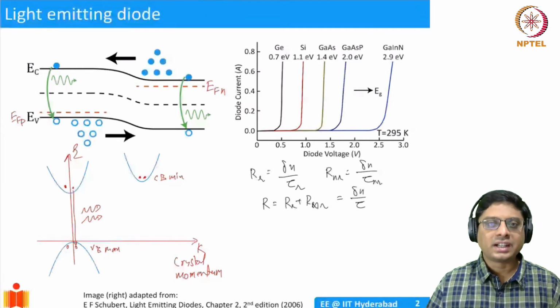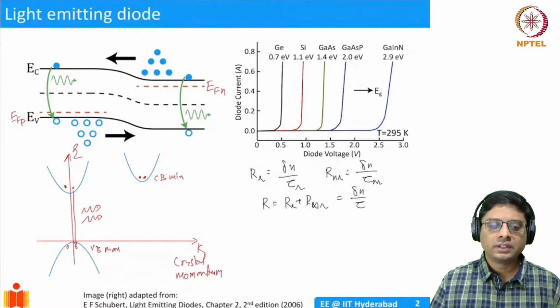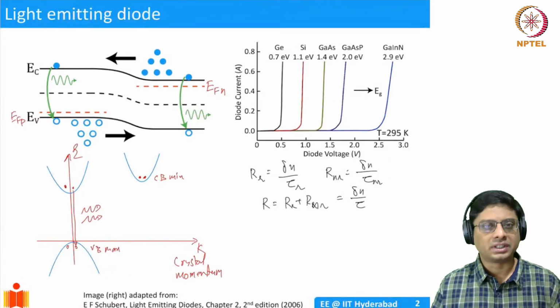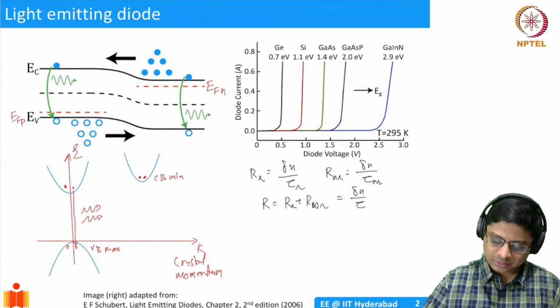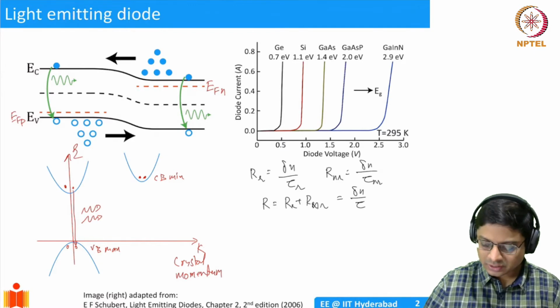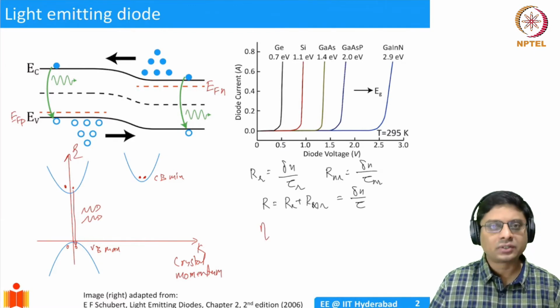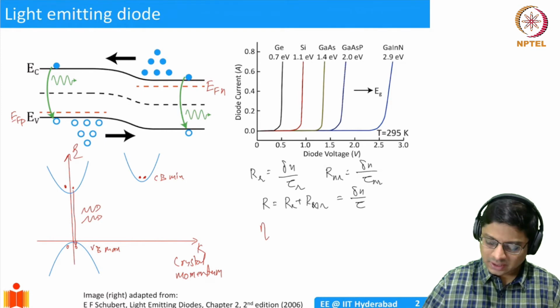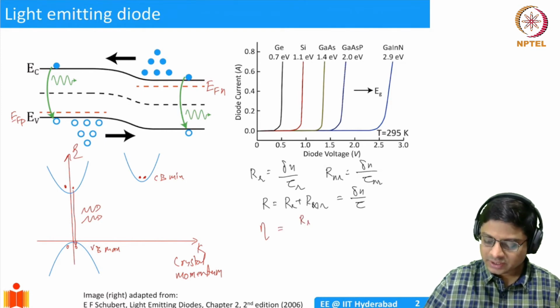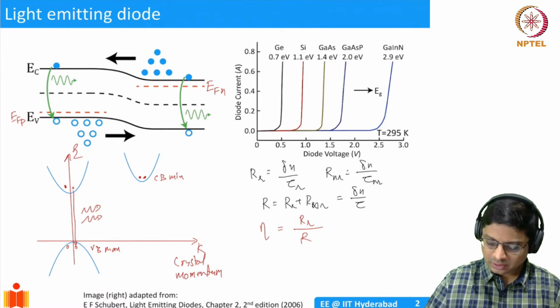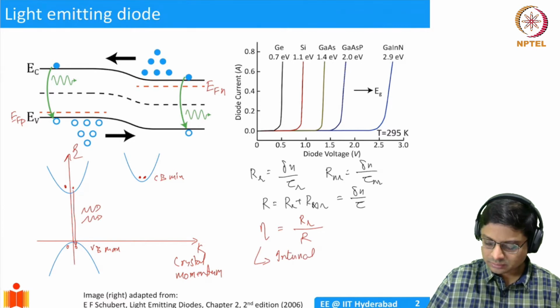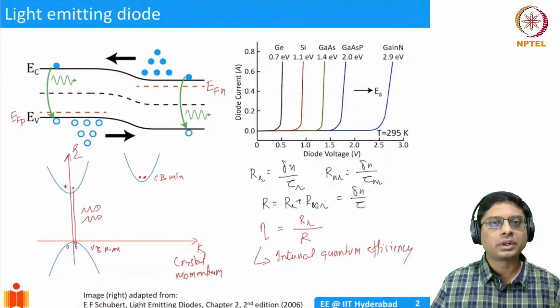in a light emitting device, for example, an LED, we would like the radiative process to be dominant. We don't like the non-radiative process. So the way we quantify that is by a term which is known as internal quantum efficiency. I'll define internal quantum efficiency by the symbol eta, and that is essentially going to be radiative rate divided by the total rate. Okay, so this I'll call internal quantum efficiency. This is an important characteristic.